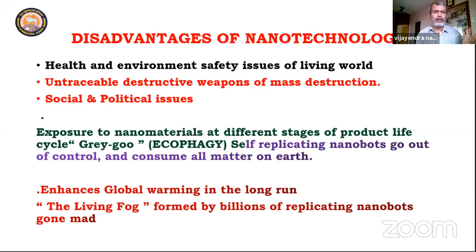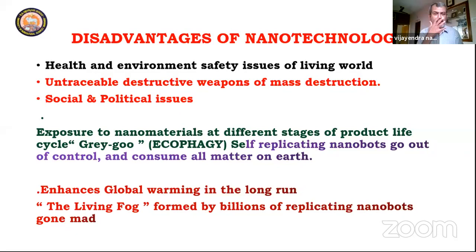Social and political issues. And another most important one, which has raised a wonderful question that we don't have any answer for, is the word ecophagy. That means self-replicating nanobots surrounding us are going to control the entire earth, not only human beings, they say. These are the materials you can see. It is only the imagination of a fiction writer. It cannot be safe for these things.